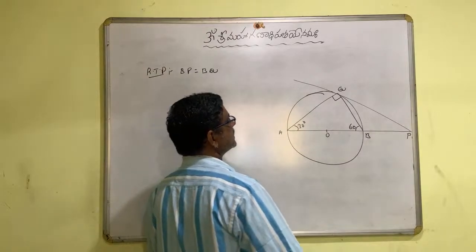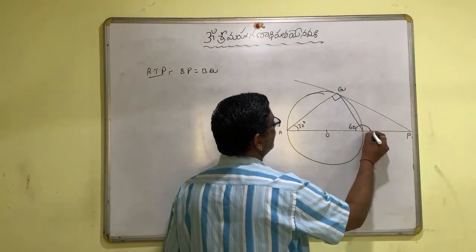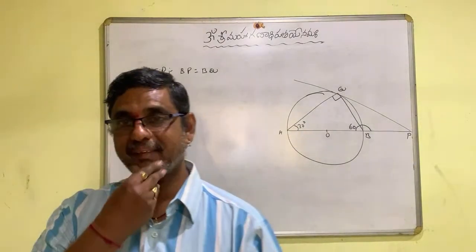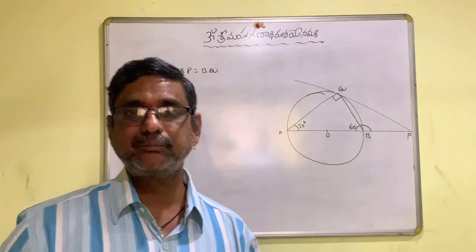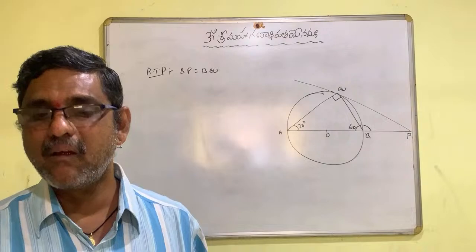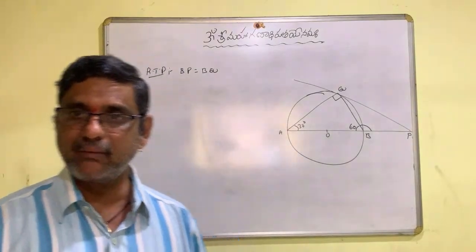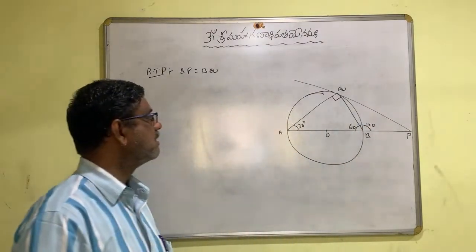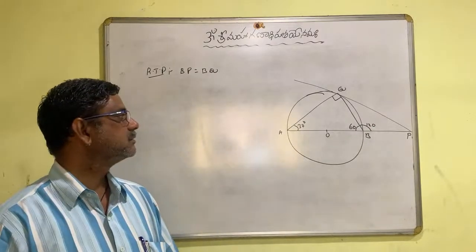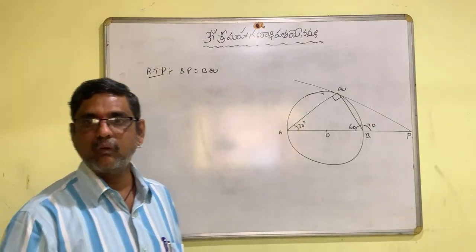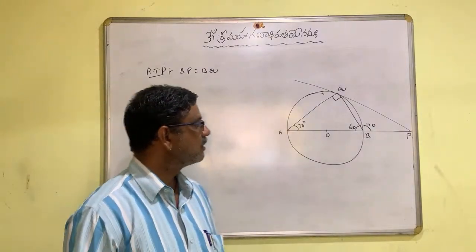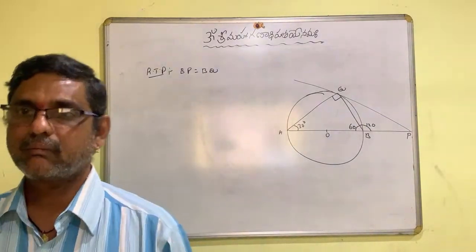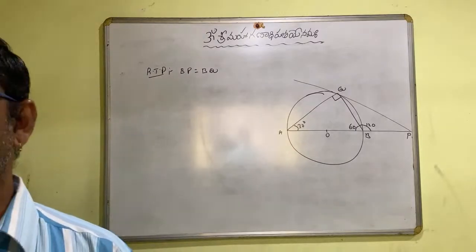If angle ABQ is 60, QBP how much? 120. Good. Now, what else to prove? Keep required to prove in the mind, children.